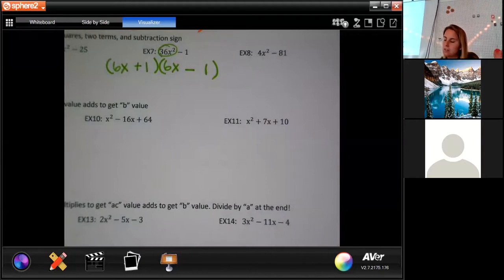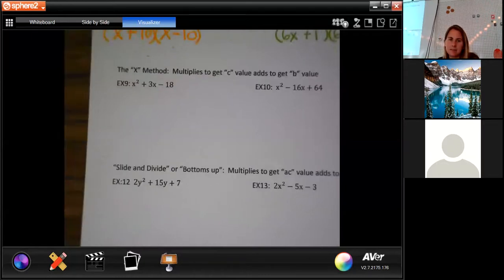All right, so that's difference of squares. Are we good with difference of squares? Yes. Okay, cool.